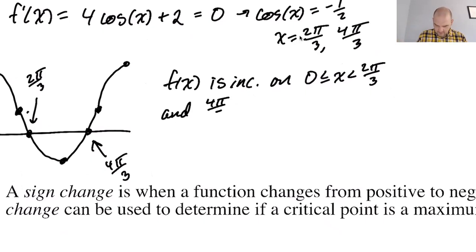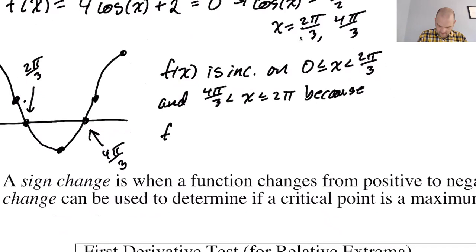4 pi over 3 to 2 pi. And now what is my reason? The sign chart is not enough, right? So I'm going to say because, which I usually abbreviate B/C, which is fine, because f prime greater than 0 on those intervals.